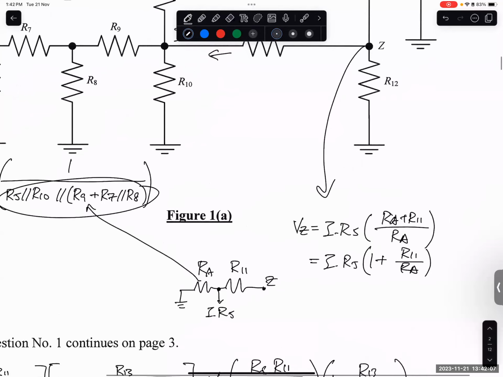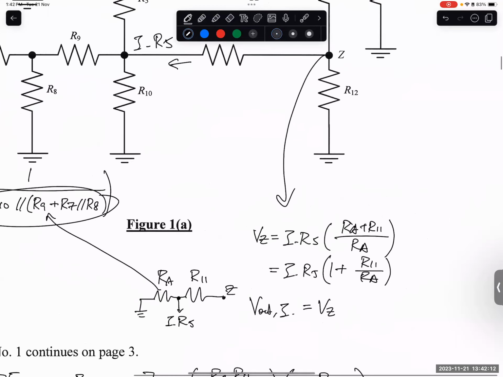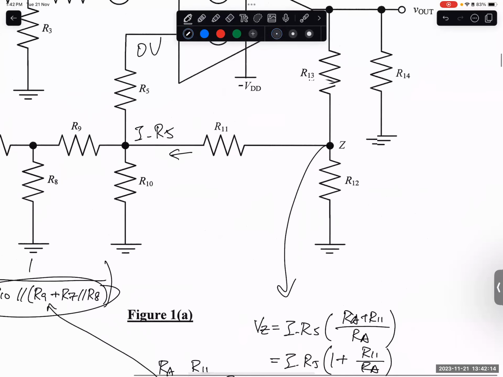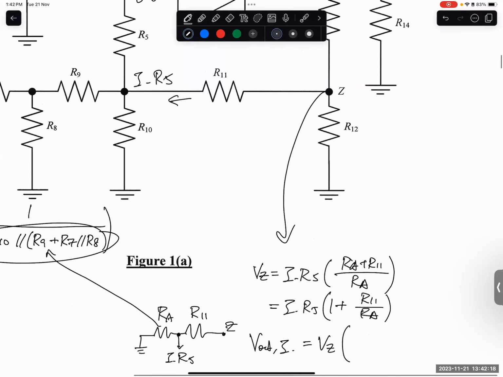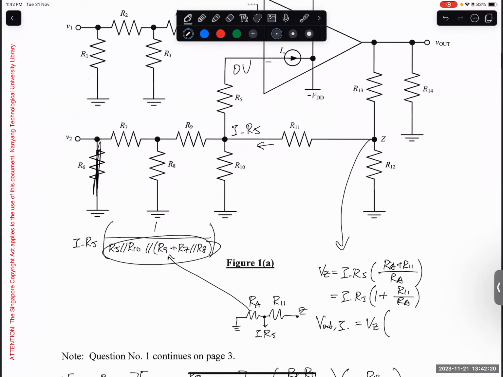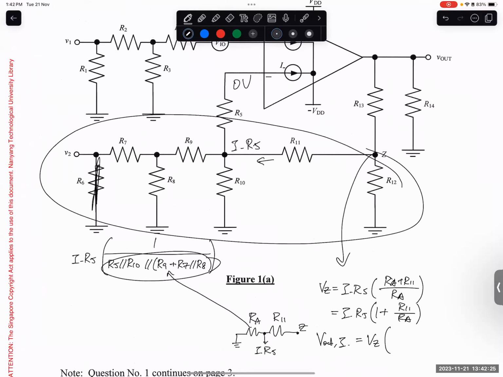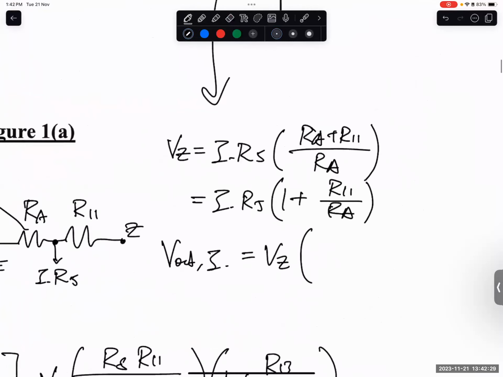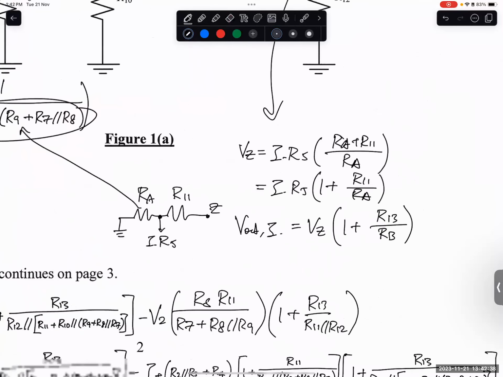And then now to find V out, right? This is for I minus, right? It's just VZ multiplied by, so it's basically the same thing, except instead of RA it is RB. And what is RB? Okay, RB is everything here at the bottom. This is another resistor. So I'll just write it out: 1 plus R13 over RB, and then multiply by VZ.